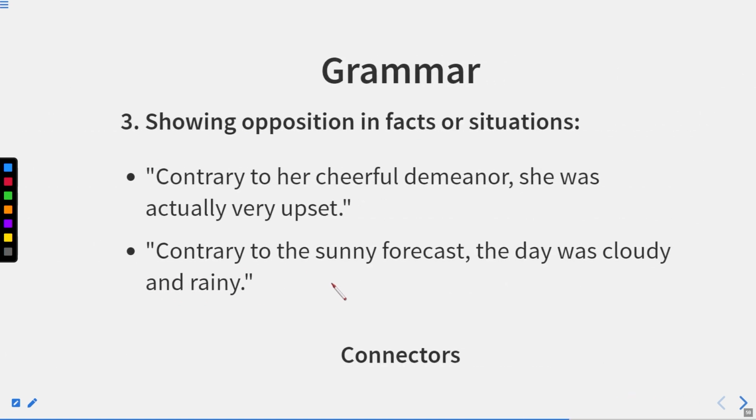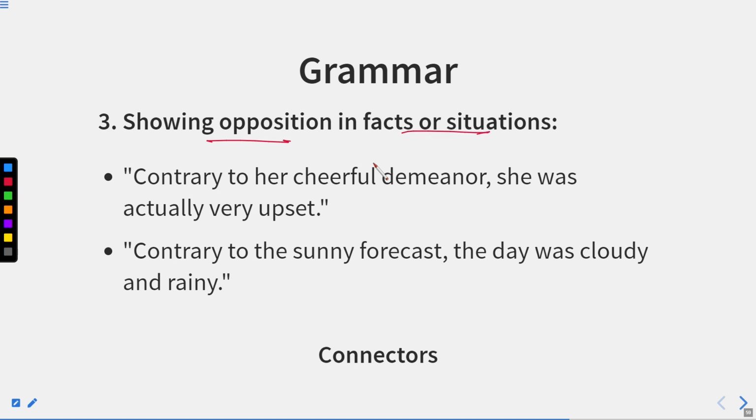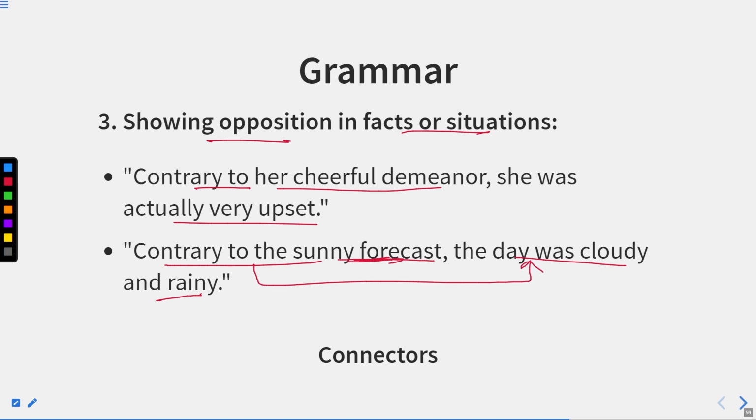Contrary to initial reports, the event was well attended. Now, let us move to the next one. Showing opposition in facts or situations. Contrary to her cheerful demeanor, she was actually very upset. Contrary to the sunny forecast, the day was cloudy and rainy. So, whatever the expectation was, it was not met or was negative. So, these two statements are positive, showing positiveness.